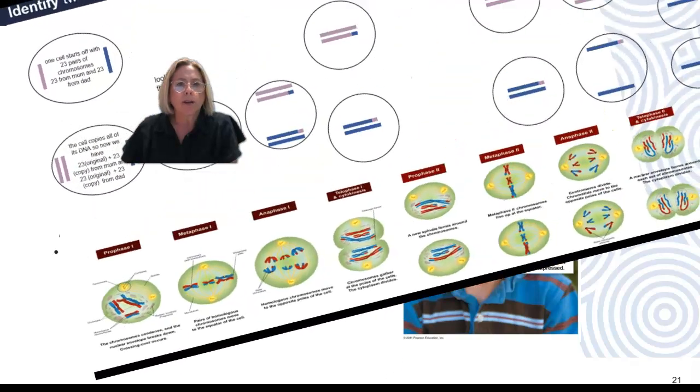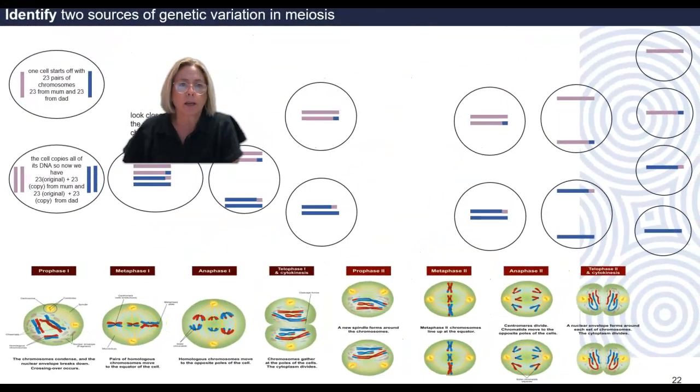Okay, so we're now going to identify two important sources of genetic variation that occur due to meiosis, right? We get the deal here. We know that meiosis occurs in two divisions. Here's meiosis 1, where we get the halving of the number of chromosomes. And then we have meiosis 2, where we have to split those sister chromatids, right? So what happens is genetic variation can occur. So one cell starts off with 23 pairs of chromosomes, right? So 23 of those are from the mother and 23 then from the father, right?